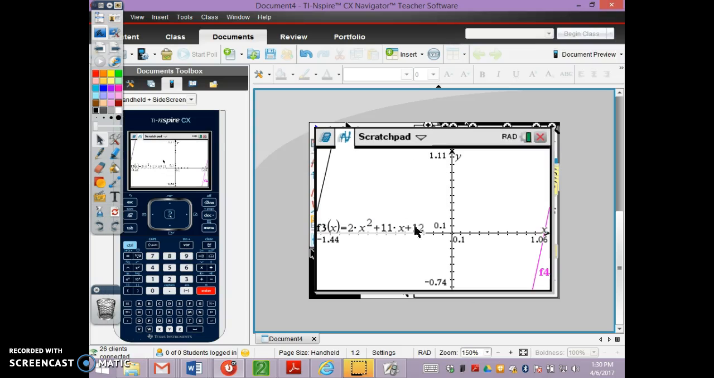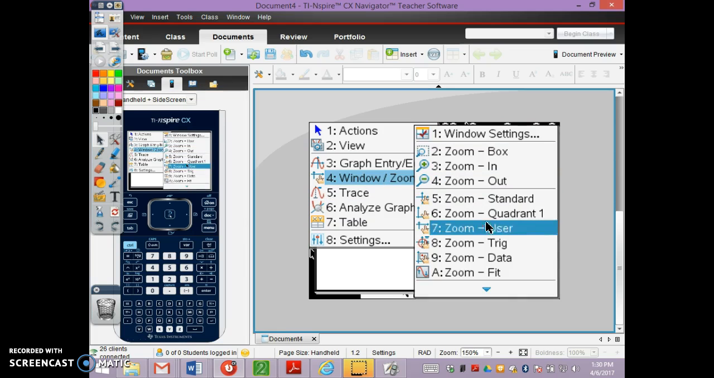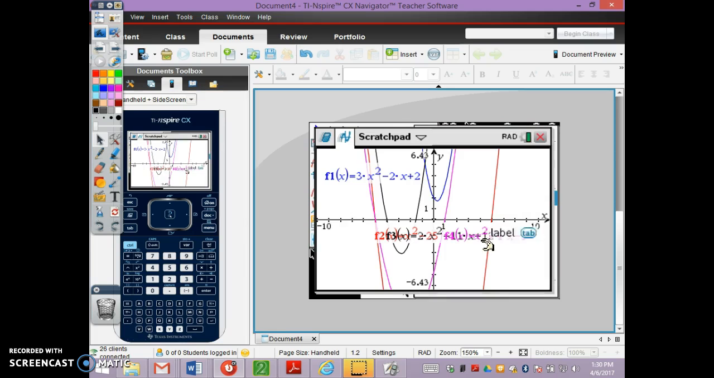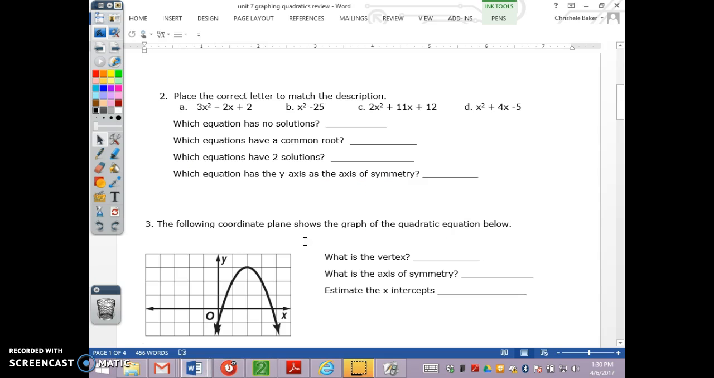All right. Go back to normal. All right. Whew. Got a lot going on here. I see that the blue one doesn't have any solutions because it's up here. And I see that everything else has 2 solutions and that this pink one, which is the x squared plus 4x minus 5, actually overlaps with the x squared minus 25. So they share something. So let's see if we can answer these questions.